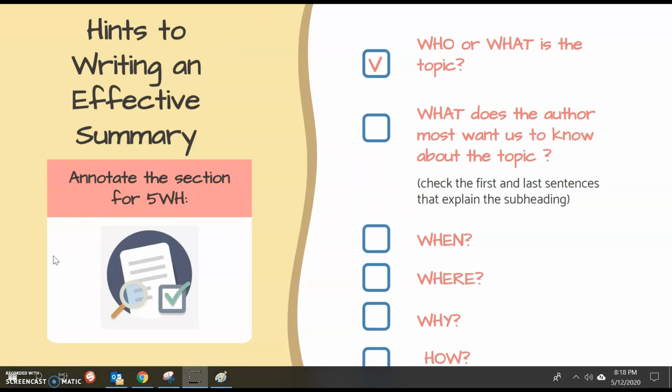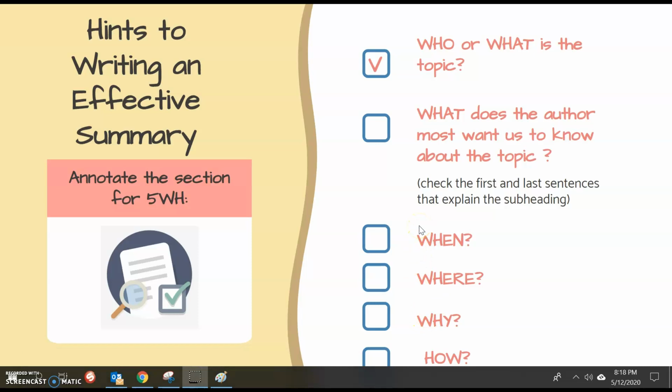So here are just a few hints on how to write an effective summary. You are going to read and annotate for the 5 W's and H, okay? So that is who or what is the topic? What does the author most want us to know about the topic? Again, we're going to be using the same strategies that we use to identify the central idea. So that means we're going to be checking the first and last sentences that explain the subheading. Then we're going to need to identify when, where, why, and how.